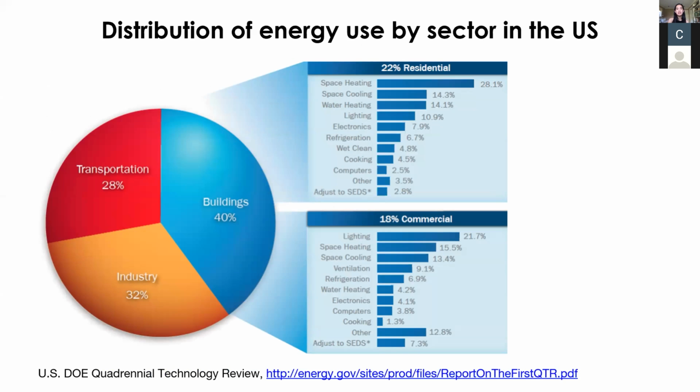Looking at this pie chart, again, it's important to know that buildings account for 40% of all U.S. energy use. Space heating and cooling plus lighting is on the order of 1/2 of building energy use. You do not need to know these detailed numbers.